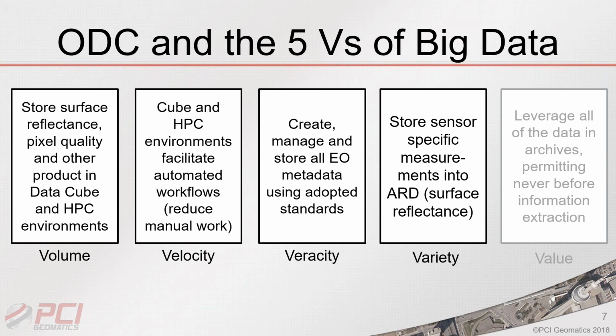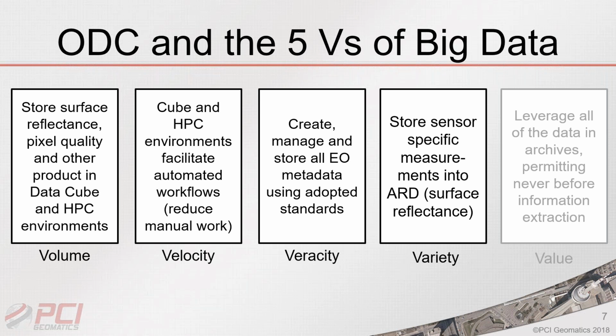So in terms of volume, by storing surface reflectance, pixel quality, and other products in the data cube, and high performance computing environments, you can address the sheer volume of the data by leveraging the data cube architecture. The velocity, so because you can work on such a much smaller scale, you do have access to all the data, but when you're querying the data, you can handle the speed at which the data can be processed. So if you're getting new collections from all these different sensors, you can query the data very rapidly using these high-performing computing environments and also the data cube infrastructure.